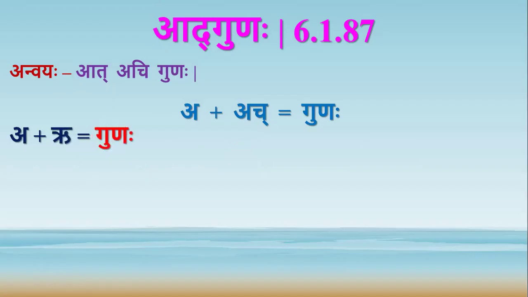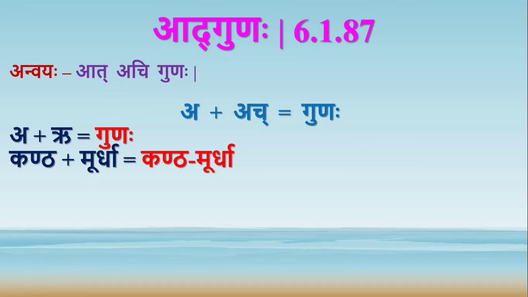Similarly, A plus Ru is equal to Gunaha. The Ucharana Sthana of A is Kanta, that of Ru is Murdha. So among those Guna letters A, E and O, none of the letters have the Ucharana Sthana as Kanta Murdha, because the Ucharana Sthana of A is Kanta, E is Kanta Talu, O is Kanta Oshtav. So none of them resembles this A plus Ru combination. We need Kanta Murdha.